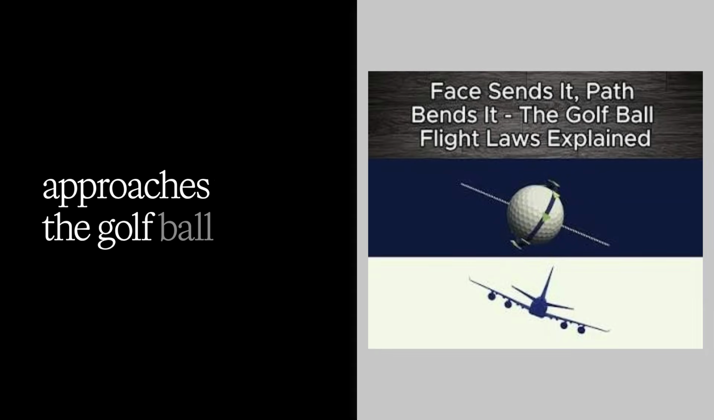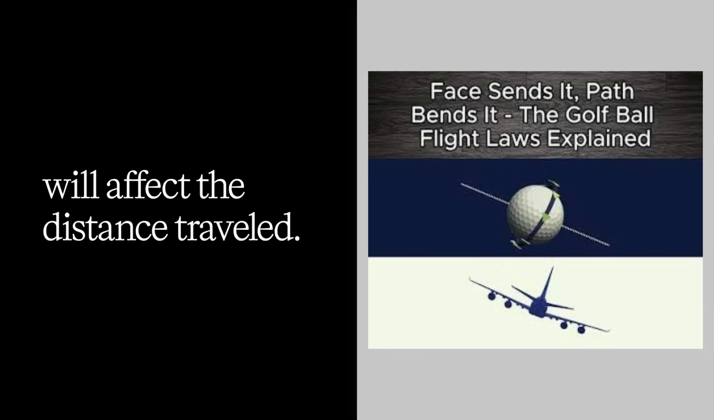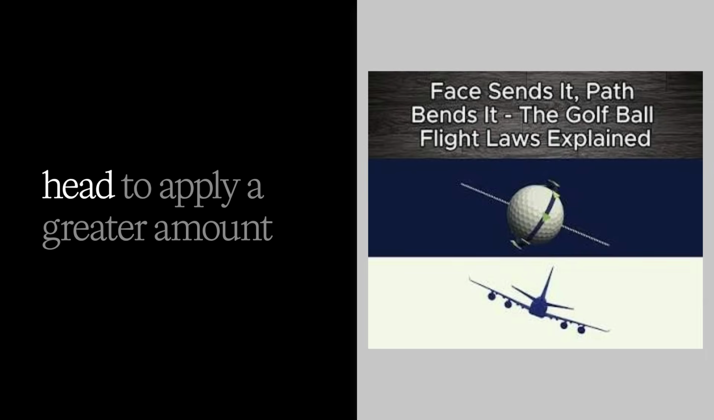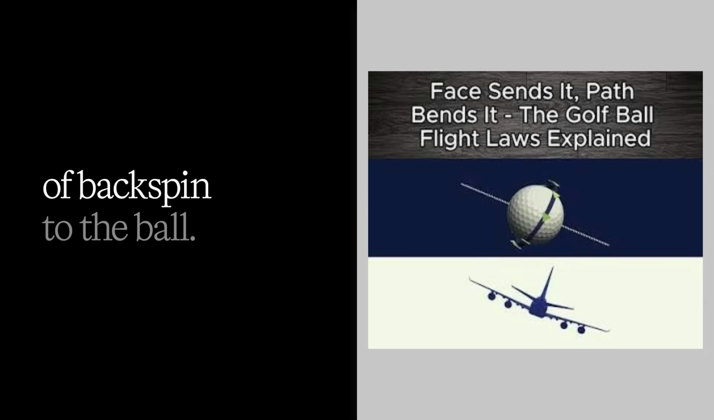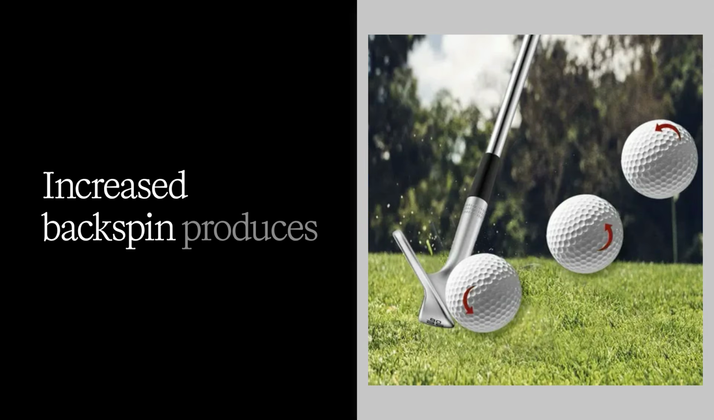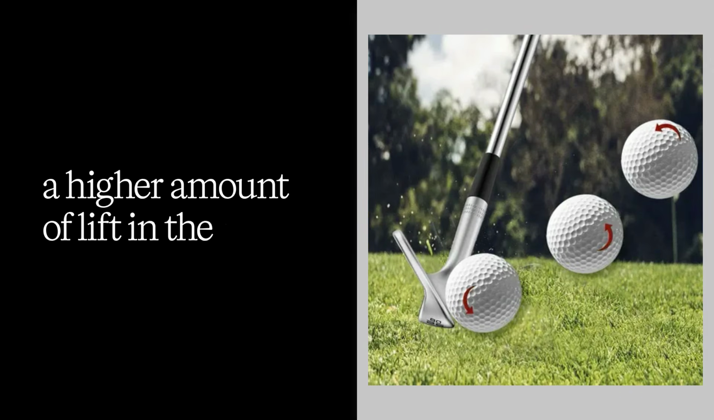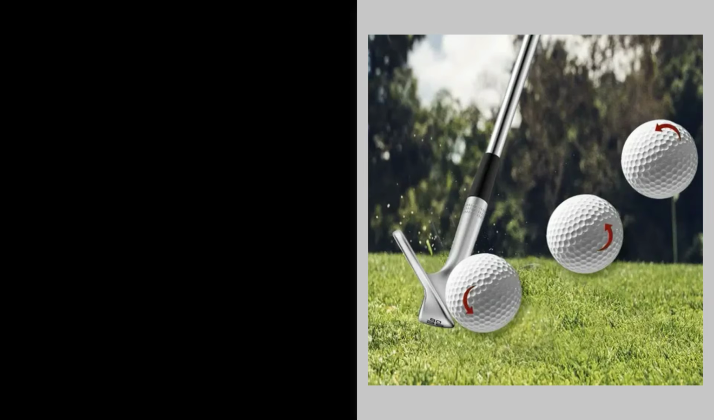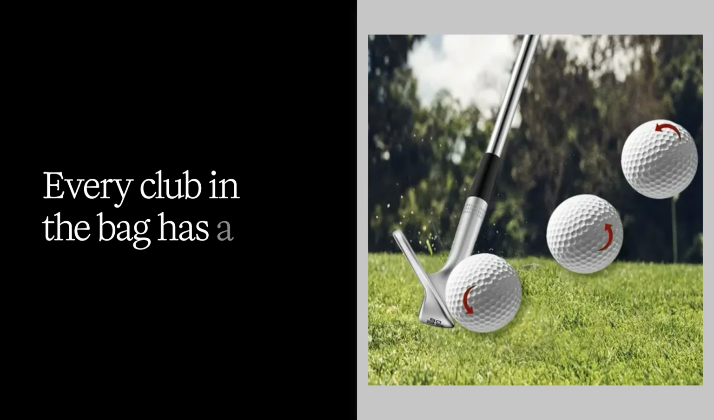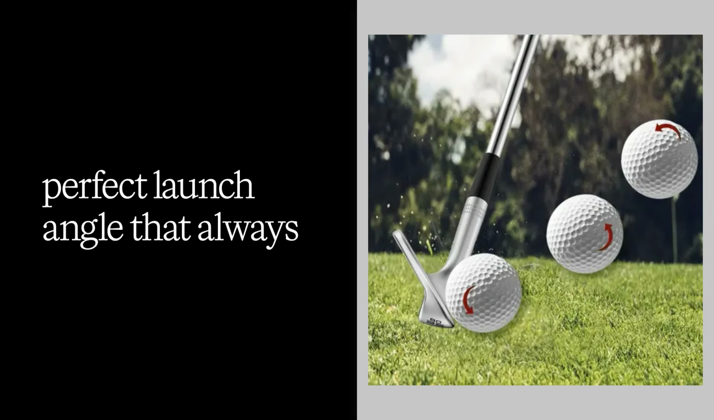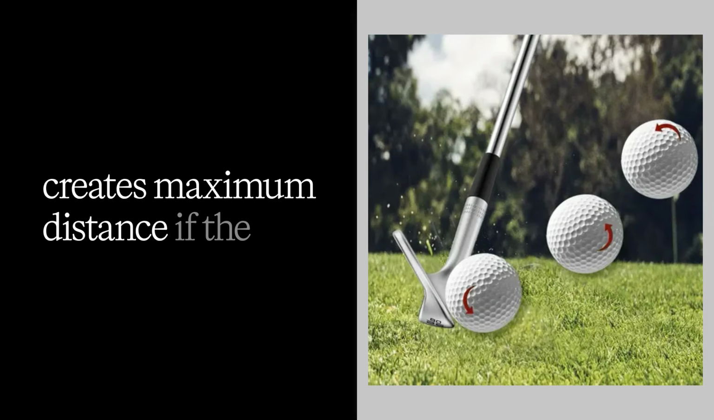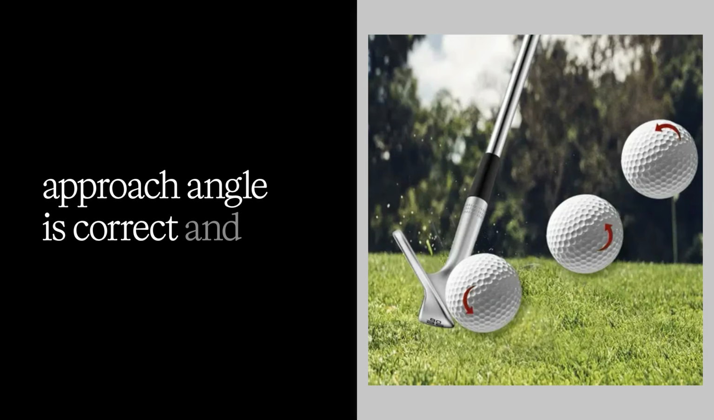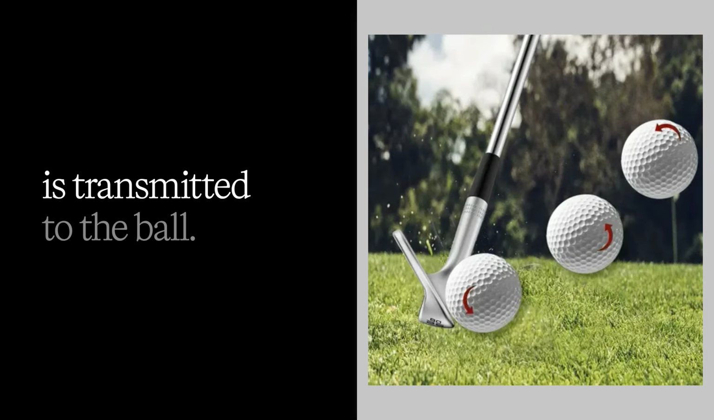Angle of approach. Definition. A different angle taken when the club head approaches the golf ball will affect the distance traveled. The steeper angle forces the club head to apply a greater amount of backspin to the ball. Increased backspin produces a higher amount of lift in the ball, making it go higher and resulting in much less distance. Every club in the bag has a perfect launch angle that always creates maximum distance if the approach angle is correct and the forward energy applied is transmitted to the ball.